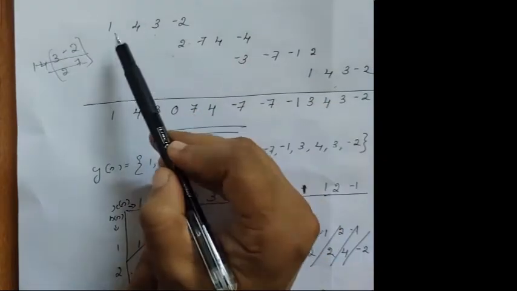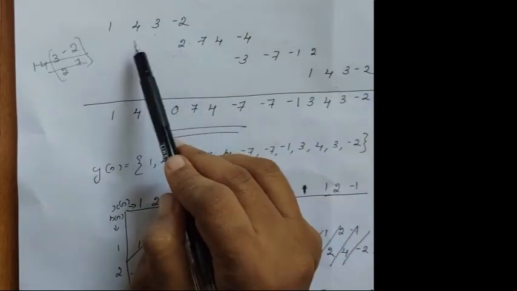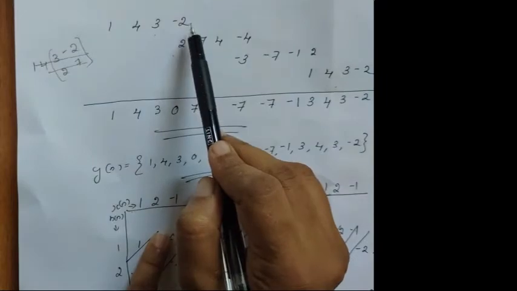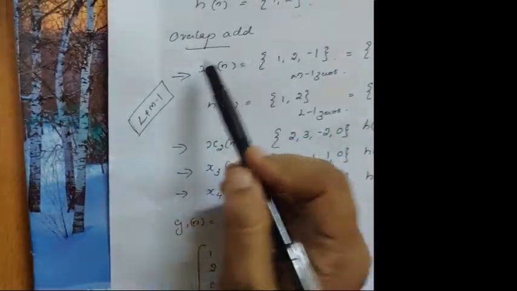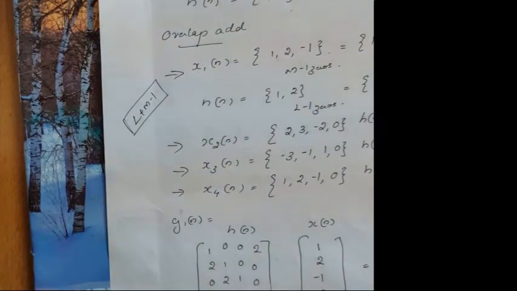That means 1, 4, 3 minus 2. Next data, you have appended 3 zeros over there, so the next data should come 2, 7, 4. Under this it should come. Then you have to add. That is called the overlap add method. Which data is overlapping, you have to add that data.